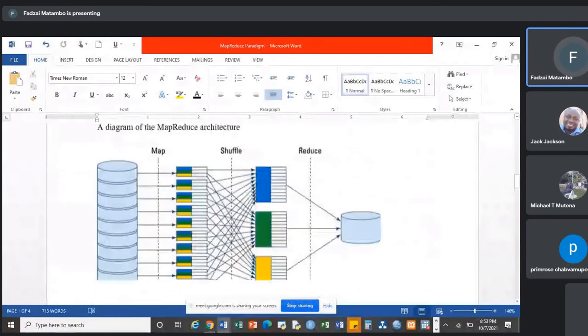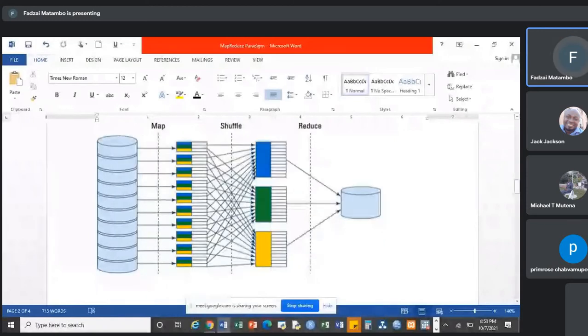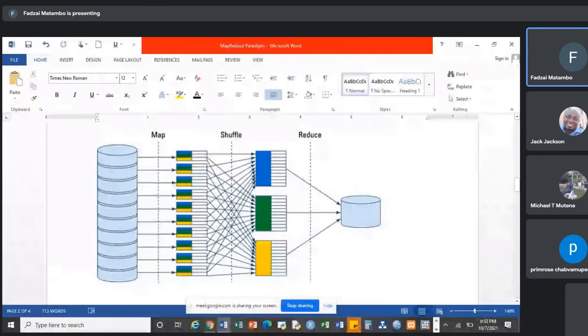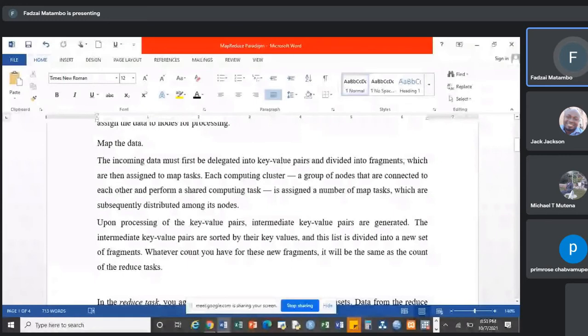So from our diagram, we have this first part, the blue part, which is stacked together. These are the big data sets that we are receiving. They are now reduced into small packets, which are now those blue, green, yellow ones. So they'll be assigned to map tasks. Each computing cluster, a group of nodes that are connected to each other and perform a shared computing task, is assigned a number of map tasks which are subsequently distributed among its nodes.